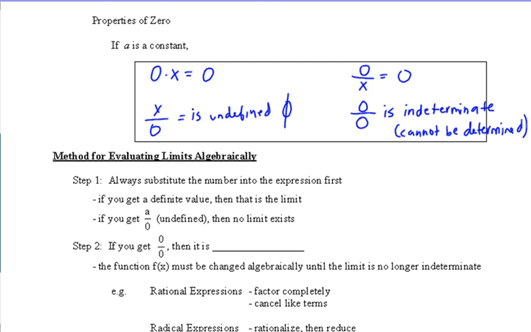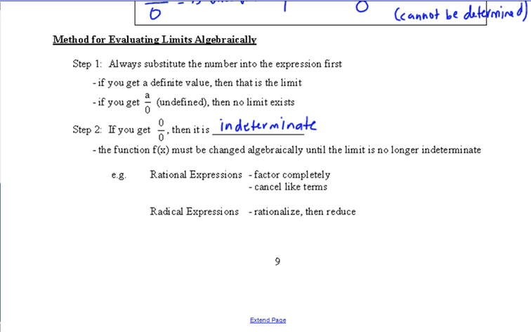If you ever get a number over 0, it's undefined, does not exist, so no limit exists. That usually forms an asymptote at those points, or it's a hole. If you get 0 over 0, this is called indeterminate. And so what we're going to do is algebraically change it. If it's a rational expression, we're going to factor. Something should cancel. If it's a radical, guess what we're going to use? How do we rationalize? Conjugate pairs.